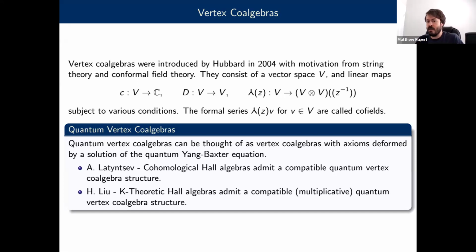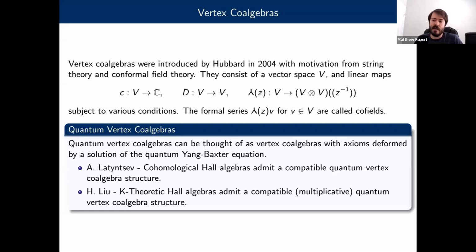The main thing to notice here is that your state cofield correspondence, your cofields, these are not formal power series in Z. They're formal power series in Z inverse. And so this causes a lot of problems and can cause these things to be pretty poorly behaved. So we'll end up imposing extra structure to make them nicer. And so like quantum vertex algebras, quantum vertex coalgebras can be thought of as vertex coalgebras where their axioms are deformed by a solution of the quantum Yang-Baxter equation.